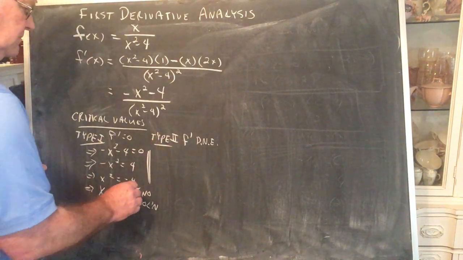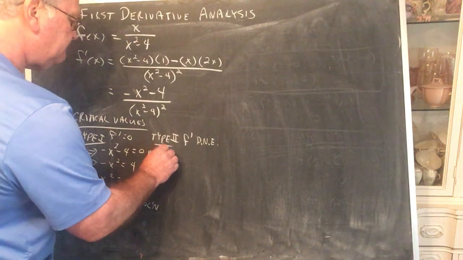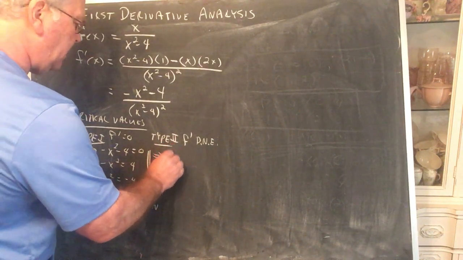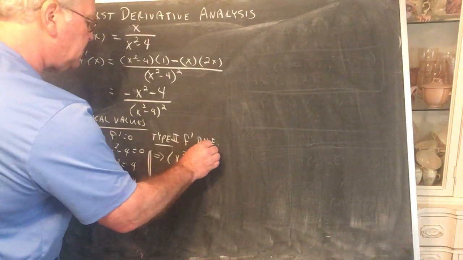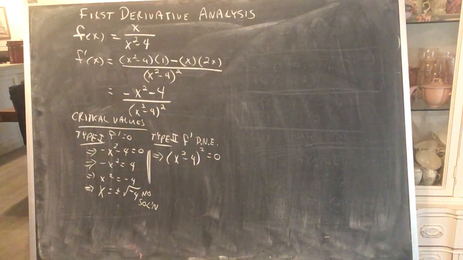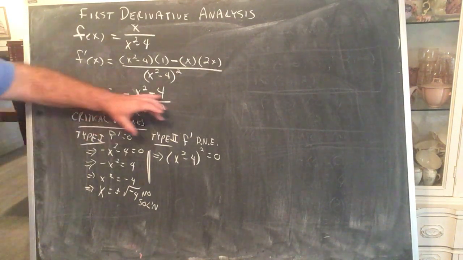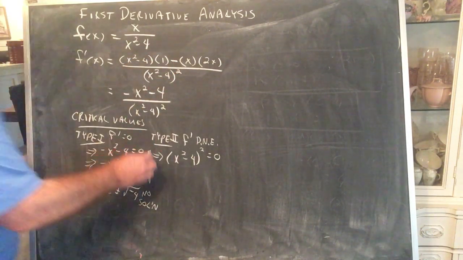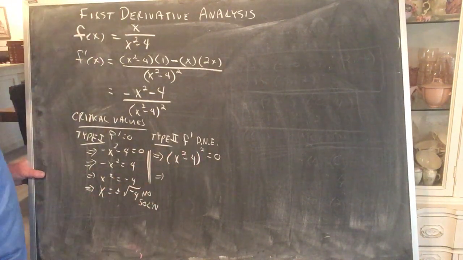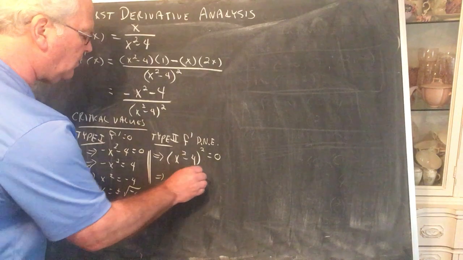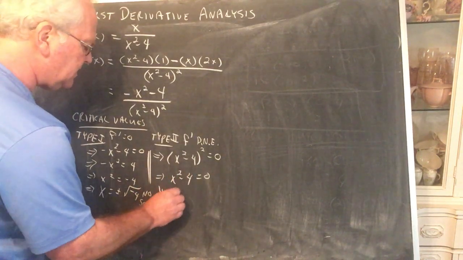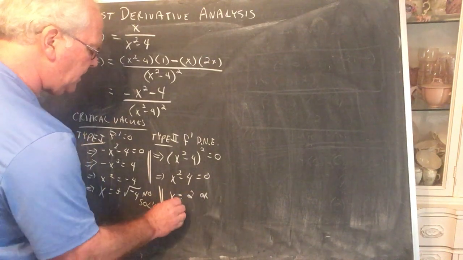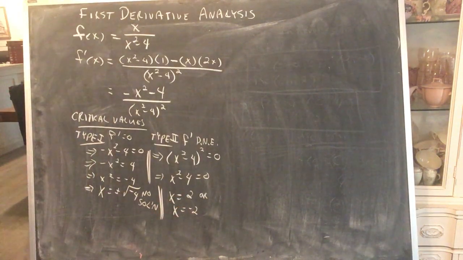So this would occur when x to the second minus 4 to the second power is equal to 0. A function fails to exist if the denominator is equal to 0. Well, the denominator equal to 0 is here, and so, taking the square root of both sides of the equation, x to the second minus 4 is equal to 0. That gives us that x is equal to 2, or x is equal to negative 2. So we have two type 2 critical values, 2 and negative 2.